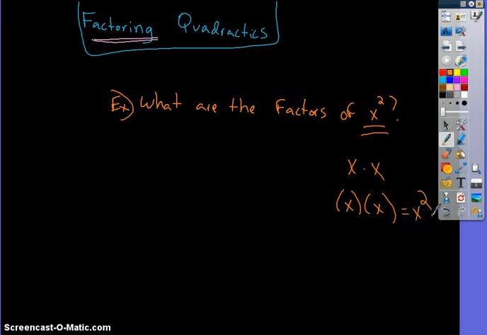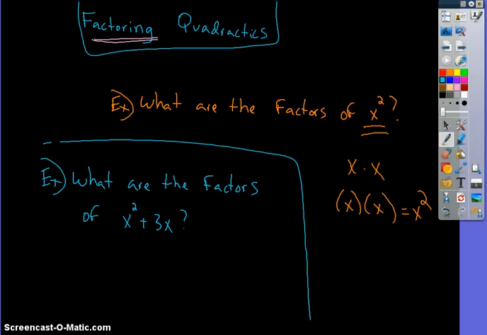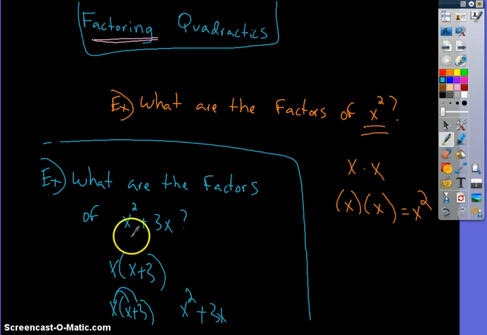So let's give you a new one. What are the factors of x squared plus 3x? Let's pause the video, and I want you to think about it. What two numbers, or more than two, can multiply together to be x squared plus 3x? If you thought about it, you may have thought, well, x times (x plus 3) will give you that. Because if you distribute x into it, you get x times x, which is x squared. And distribute again to 3, x times 3 is 3x. Hence what we began with.